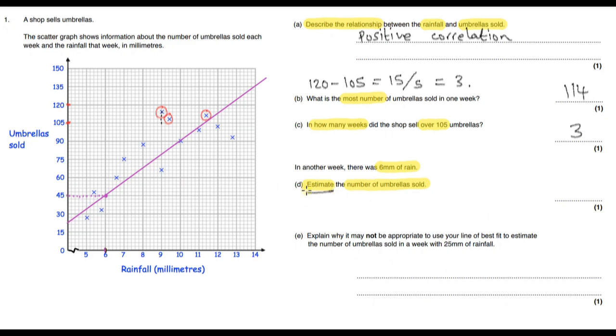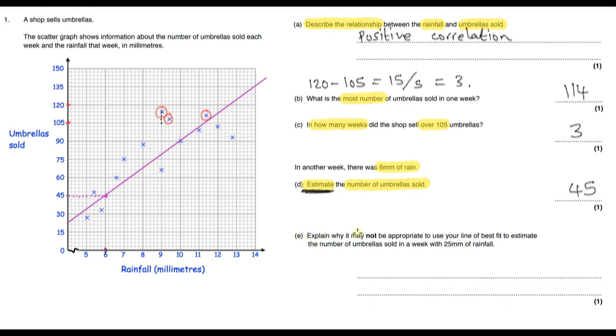So it's key here to see that this is only an estimate. We can't say for sure that there's going to be 45 umbrellas sold. And in the mark scheme, there will be margin for error, so there will be a lower and upper bound. And if you've drawn your line accurately, hopefully you'll be within that.